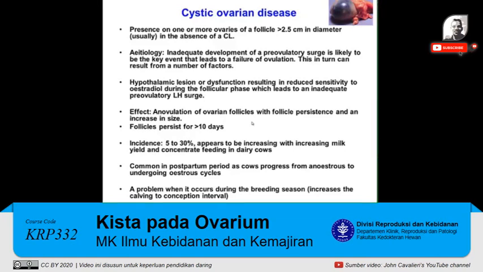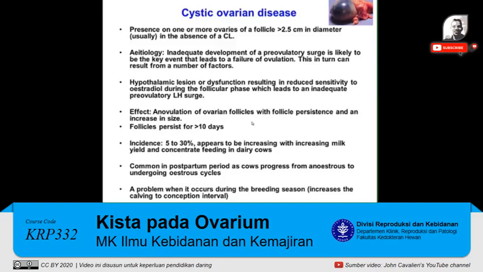The condition is quite common, particularly in dairy cows, where up to 5 to 30% of a herd following calving may experience a period of time where they develop cystic follicles. Cows that are producing lots of milk and are being fed a high concentrate diet are more susceptible to cystic ovarian disease, as well as there being a number of other predisposing factors.